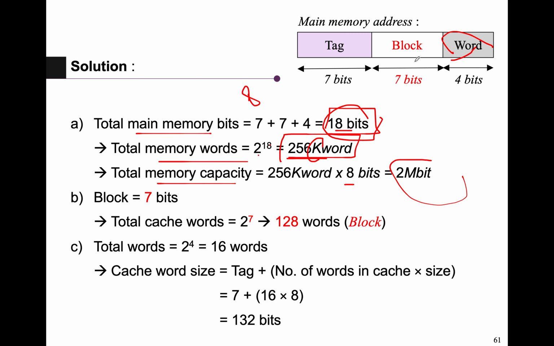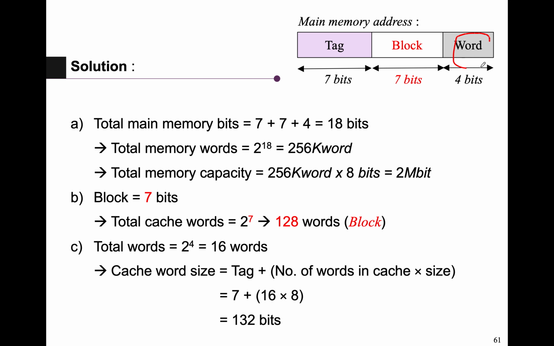And the block, you can see the block is 7 bits. If you want to convert it to the words, you're going to put it to the power of 7. And the last question is total words. So you can see how many words that you have. Over here you can see these are the words, and the total is 2 to the power of 4. It's going to be 16 words.